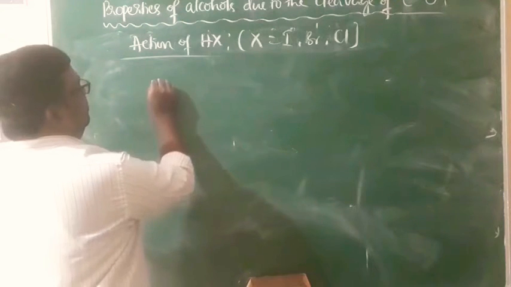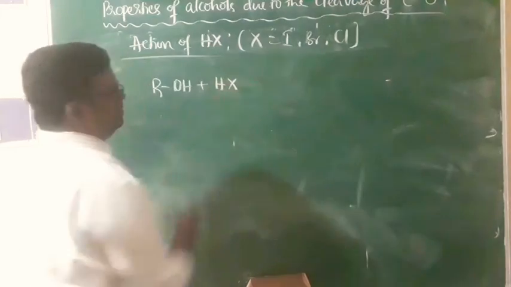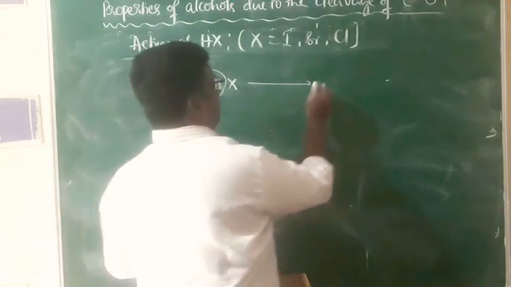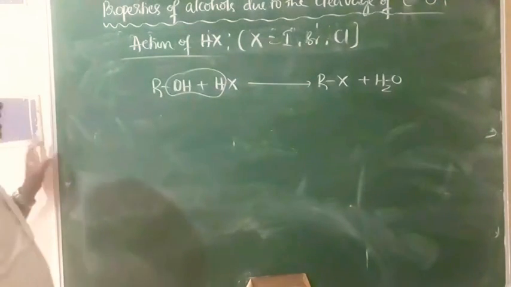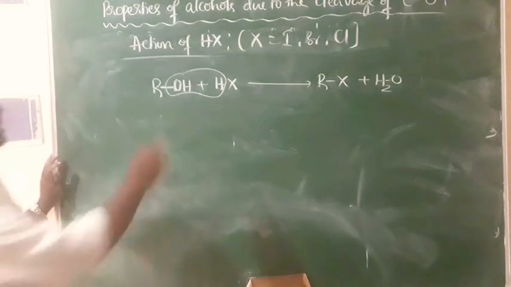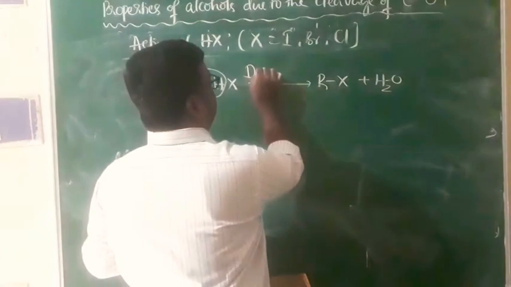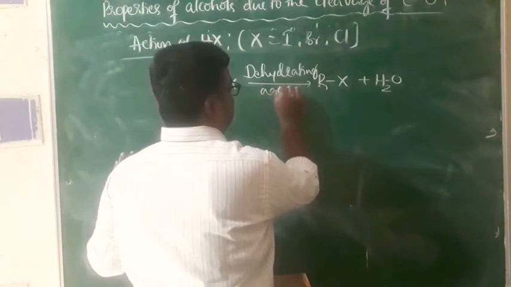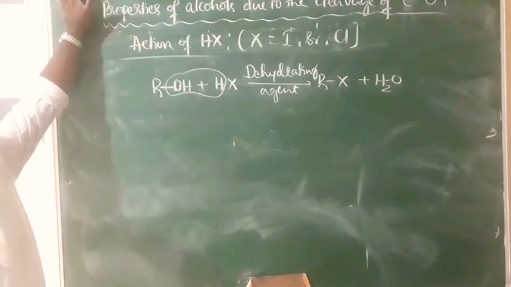Observe here, when alcohols react with HX, then generally H2O is taken out, and of course you are going to get RX plus H2O. Remember, here our CO bond has broken. OH is replaced by X. That's why it is a cleavage of the CO bond, and it will be carried out in the presence of strong dehydrating agents, so that the CO bond can be weakened.